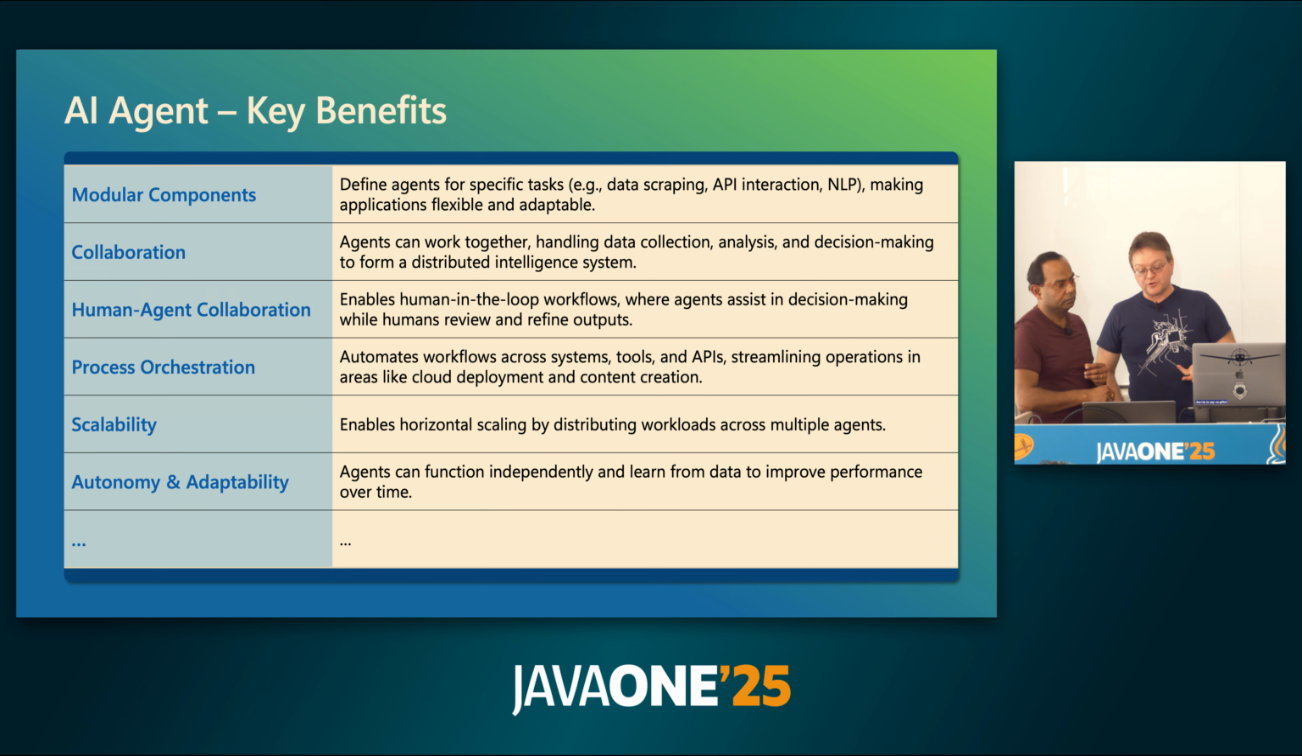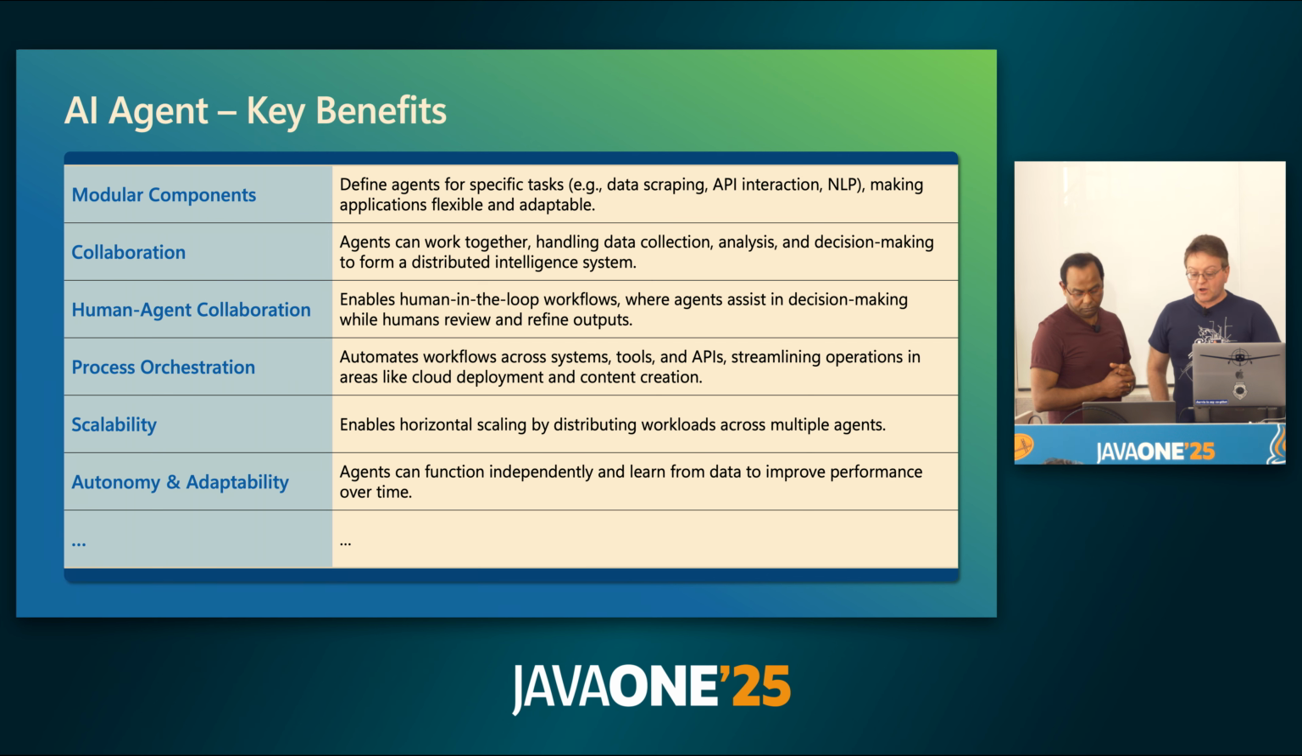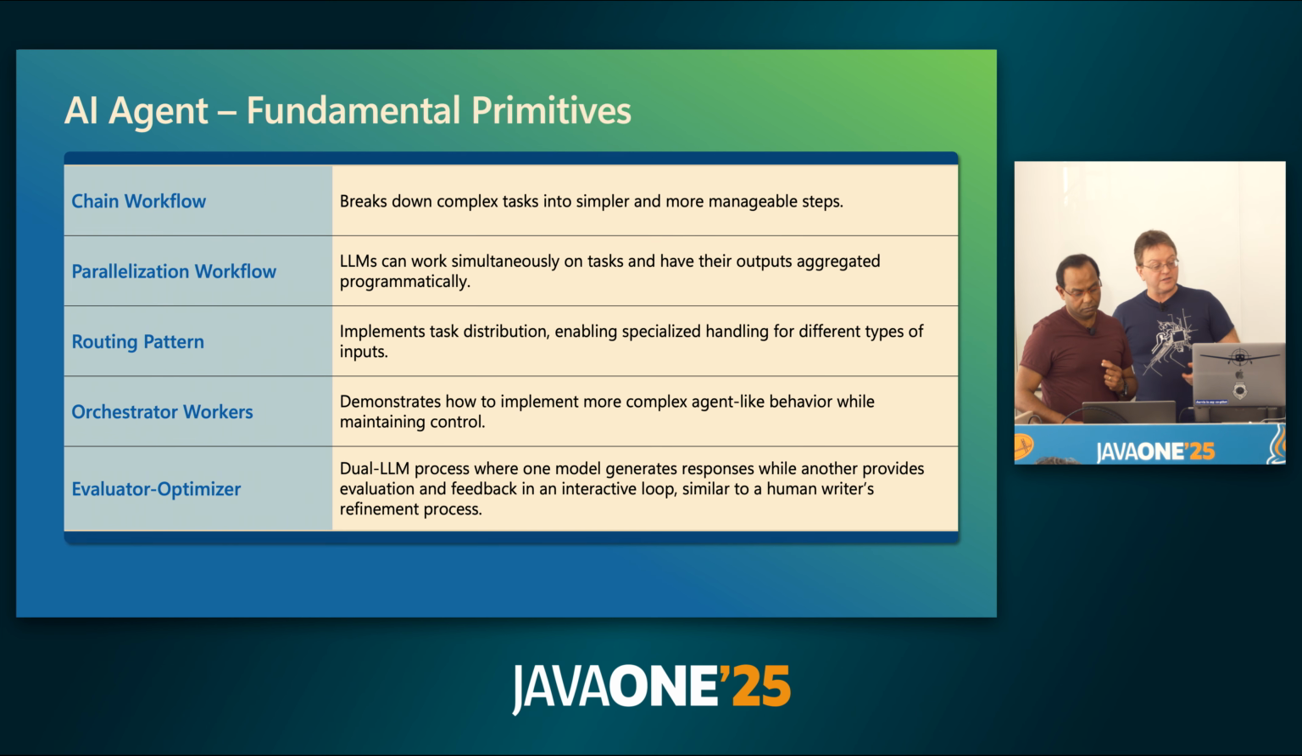AI agents offer modular components which make it easy to define tasks like data scraping or API interactions. They work together to handle data collection, analysis, and decision making, forming a smart system. These agents also collaborate with us humans, right? Assisting in decision making while humans refine the outputs. They streamline operations by automating workflows across various systems and tools. AI agents are scalable, distributing workloads across multiple agents, and they're autonomous, learning from data to improve over time. They connect seamlessly with APIs, databases, and cloud services, and they respond to events in real time, optimizing both automation and security.